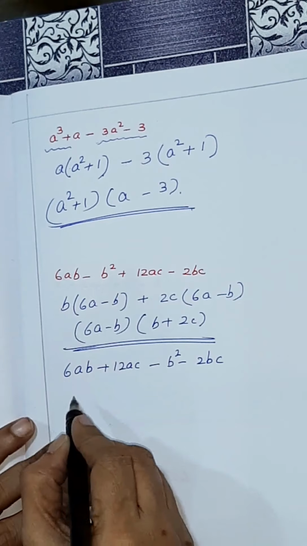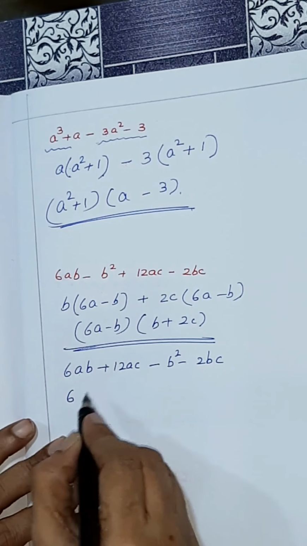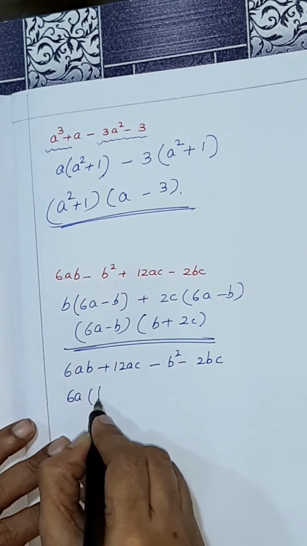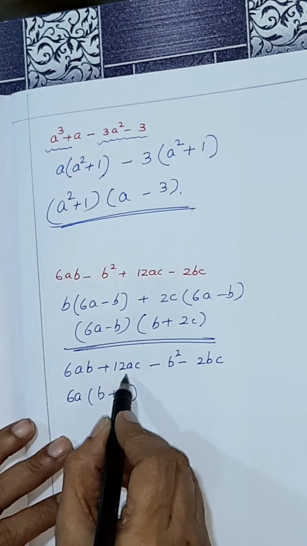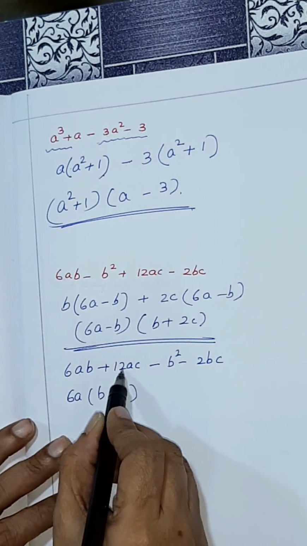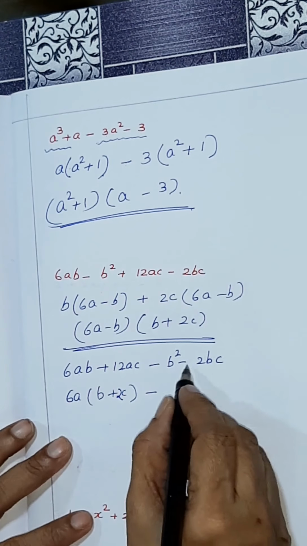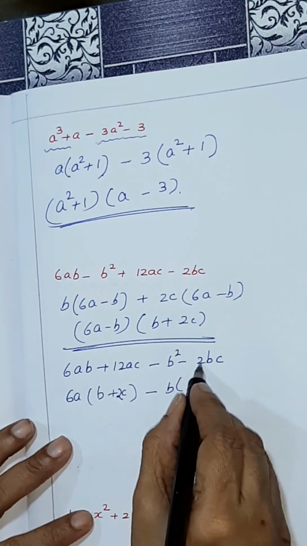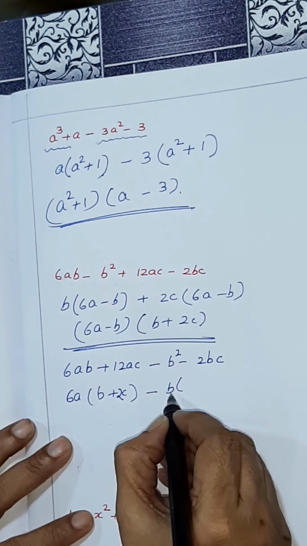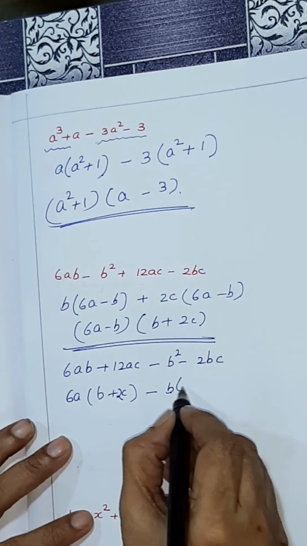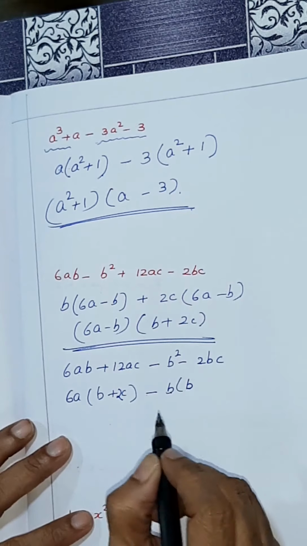So here we will take 6 as the common and A as the common. Then you are left with B plus 2C, minus of, here I will take B out, B squared and 2BC. So B is the common factor. So B is taken out, minus B is taken out. So this will be inside, it will be plus B.